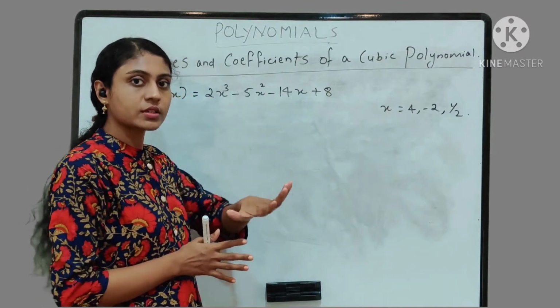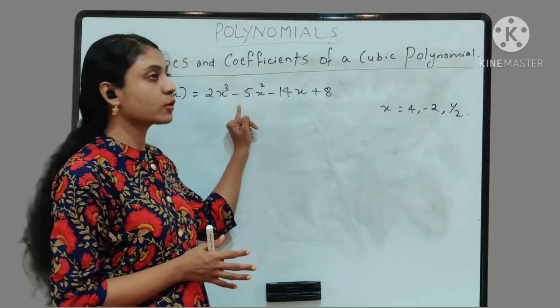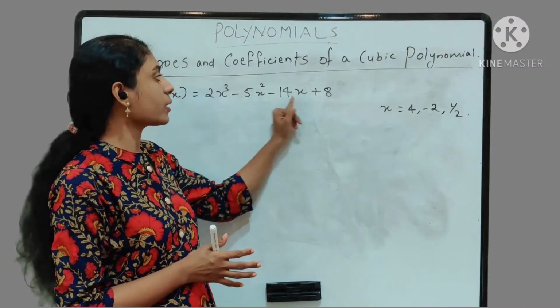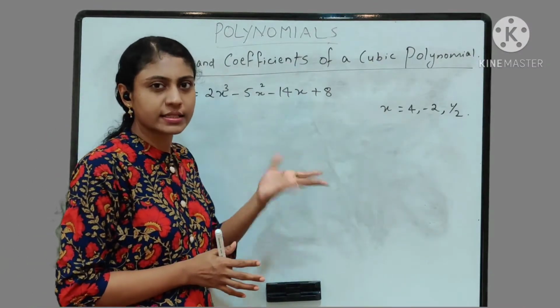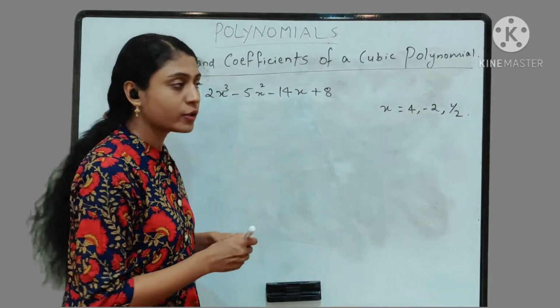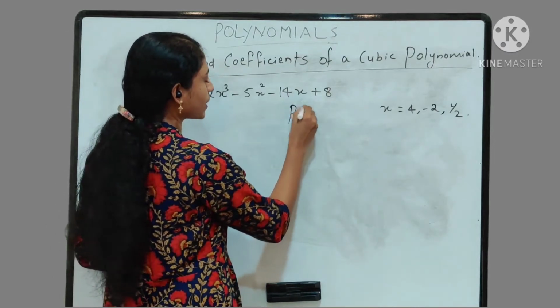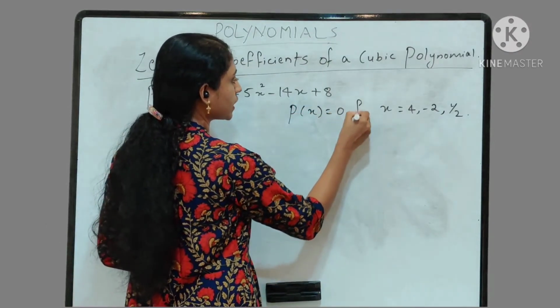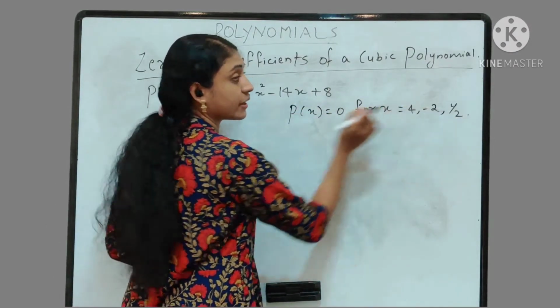So for that we are considering a polynomial p of x which is equal to 2x cube minus 5x square minus 14x plus 8. This is an example question from the textbook. So here, three values for x. This p of x polynomial is equal to 0 for these three values of x.